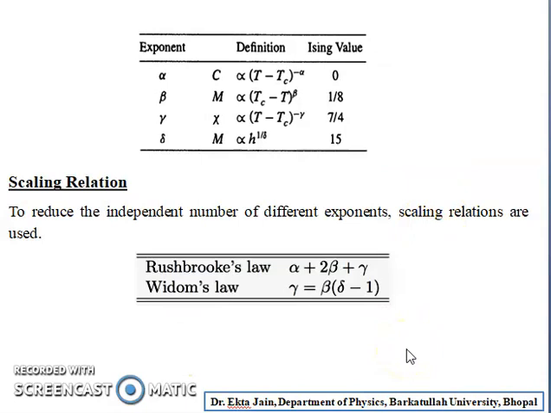After critical exponents, one most important parameter is scaling relation. So, why do we use scaling relations? To reduce the independent number of different exponents, scaling relations are used. And here in this table, I have given two scaling relations which are shown here on the slide, given by different physicists like Widom's law and the other one.